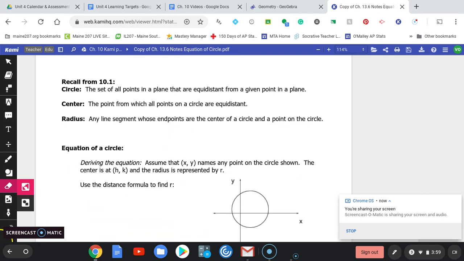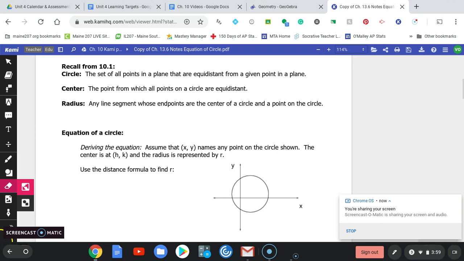So if you recall from 10.1 that a circle is a set of all points in a plane that are equidistant from a given point in a plane, and that the center is a point from which all points on a circle are equidistant, and a radius is any line segment whose endpoints are the center of a circle and a point on the circle. All right, so we are going to derive the equation of a circle.